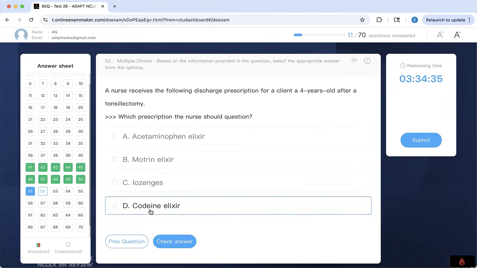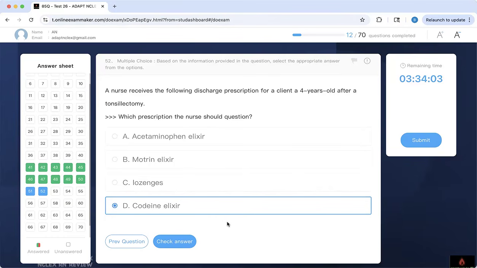A nurse has received the following discharge prescriptions for a 4-year-old client after a tonsillectomy. Which prescription should the nurse question: acetaminophen elixir, Motrin elixir, Lysogens, codeine elixir? What the question is asking you: which medication should a 4-year-old not take after tonsillectomy? What do you think? Did you pick your answer? I can tell you D is the right answer. This is a pharmacology question. It has nothing to do with tonsillectomy.